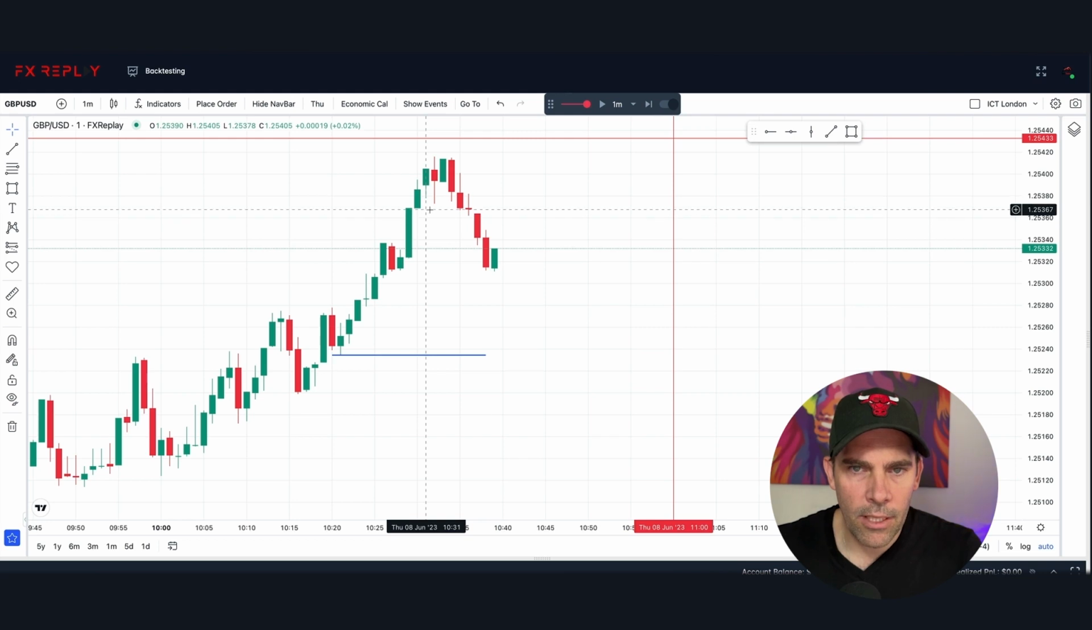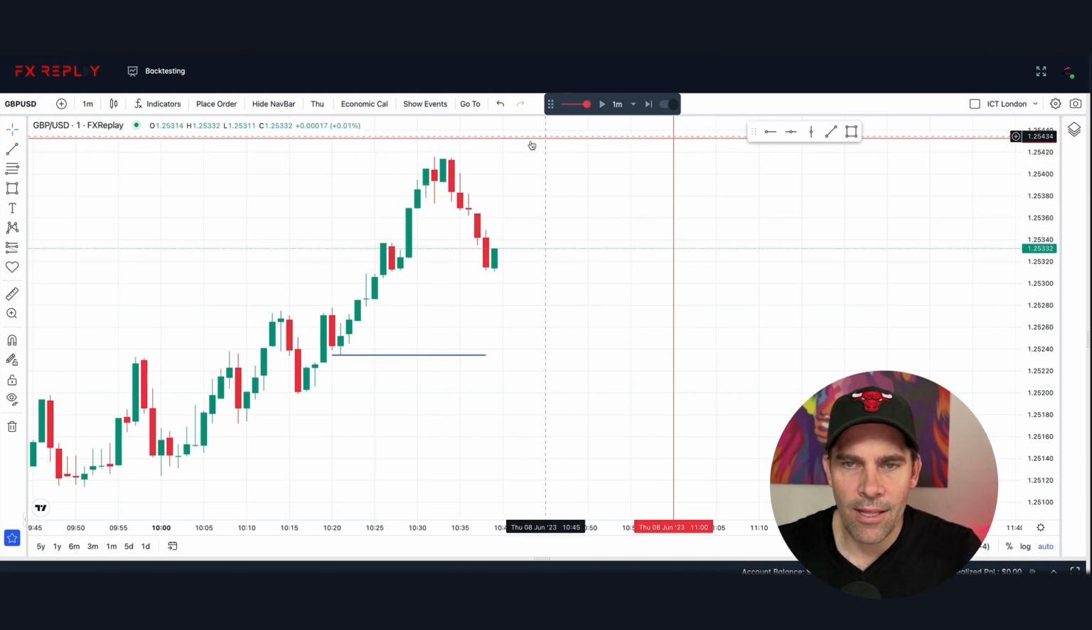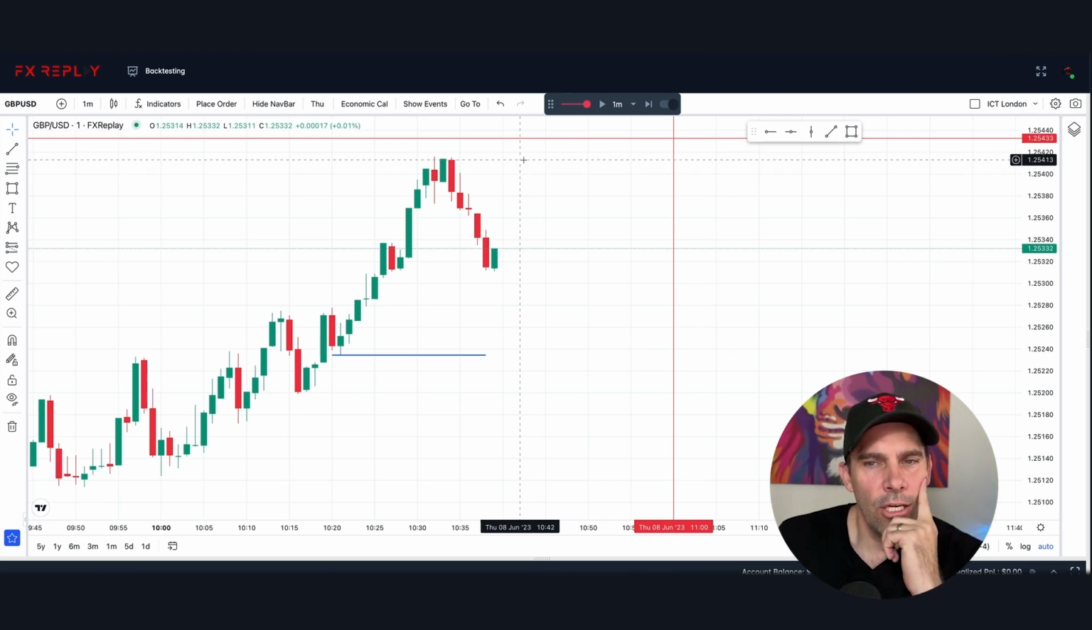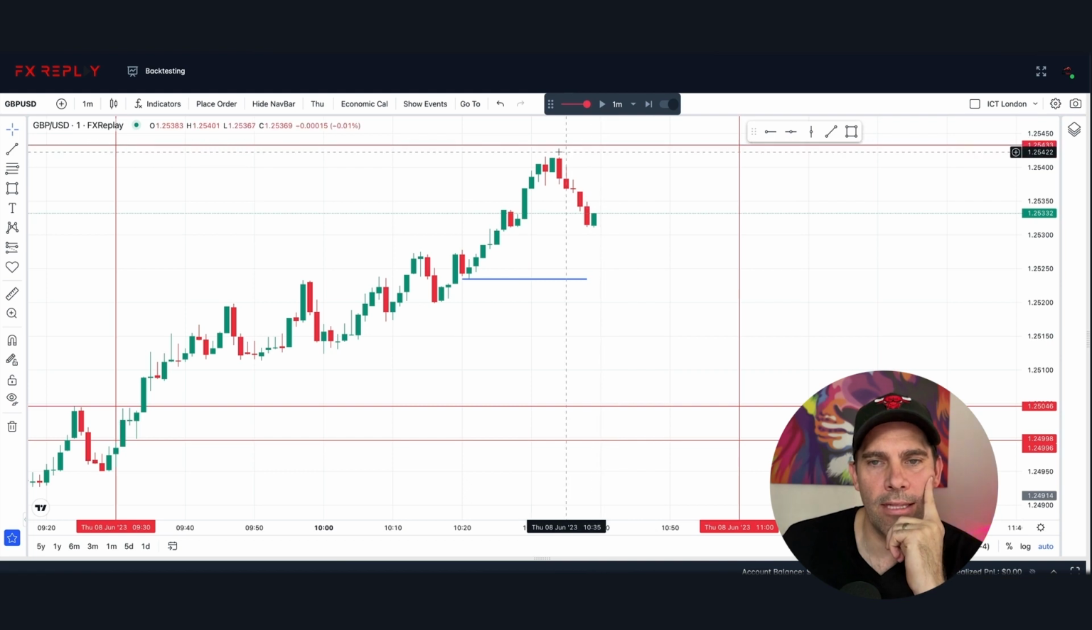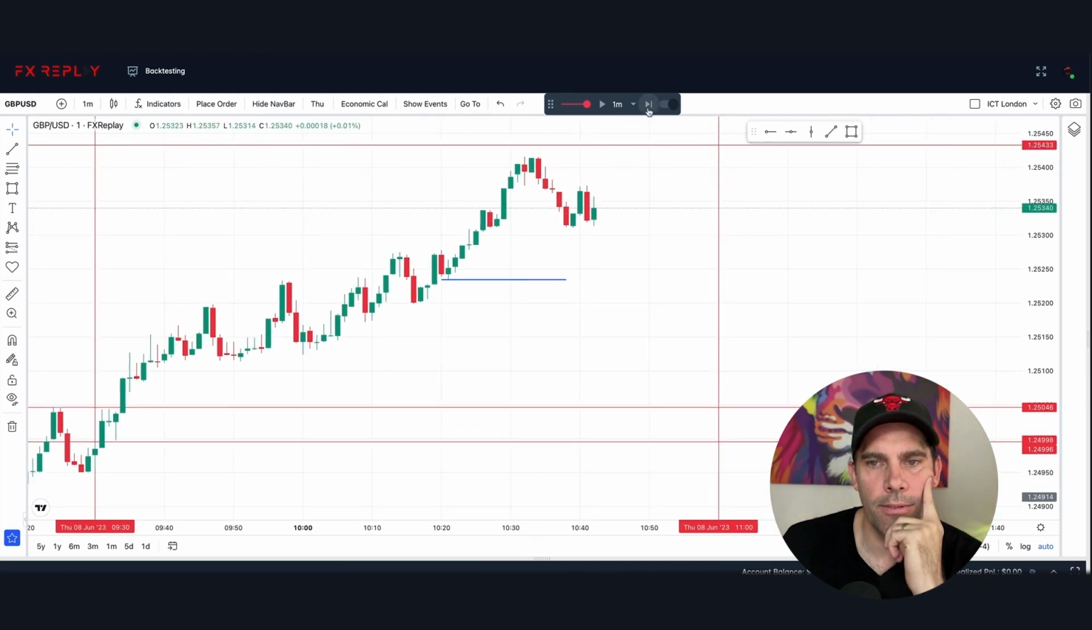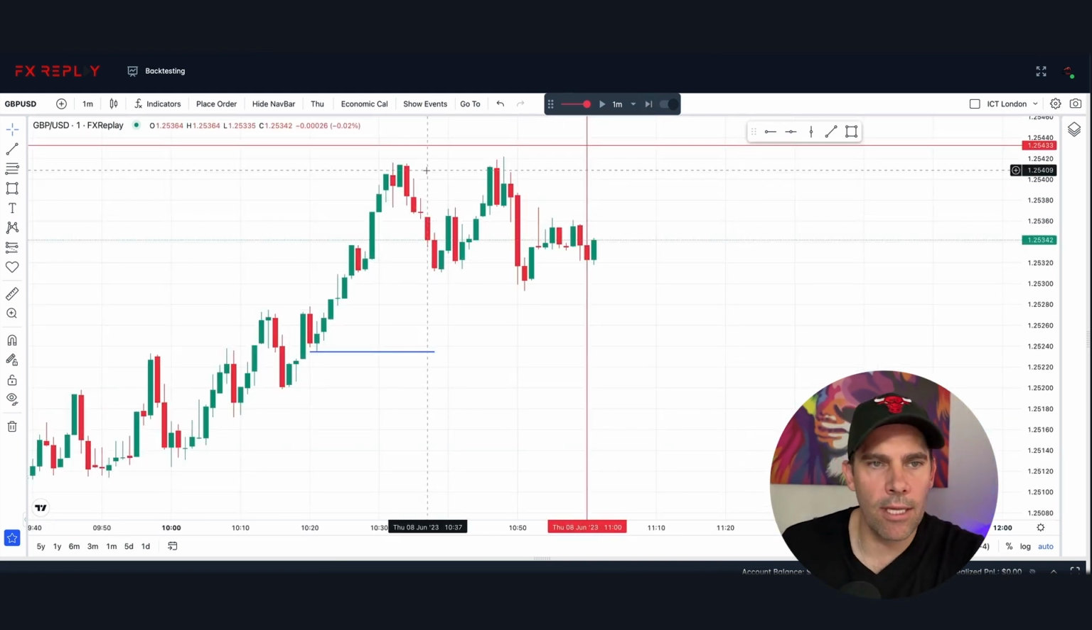So technically speaking, we still don't really have that. And this is the 4 hour high. So I'm a bit hesitant to trade this just because we haven't hit that 4 hour, but we're so close to it. Yeah, I'm not going to take a trade there, guys. So we go to the next day.